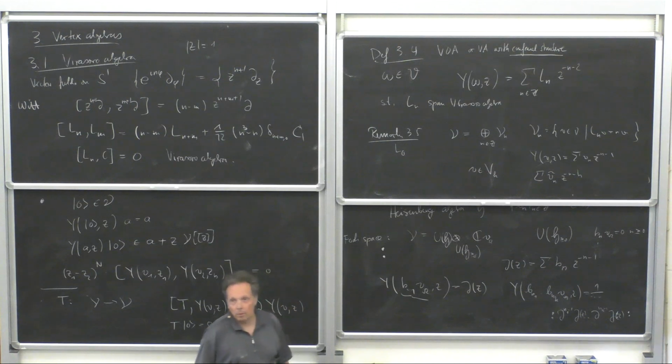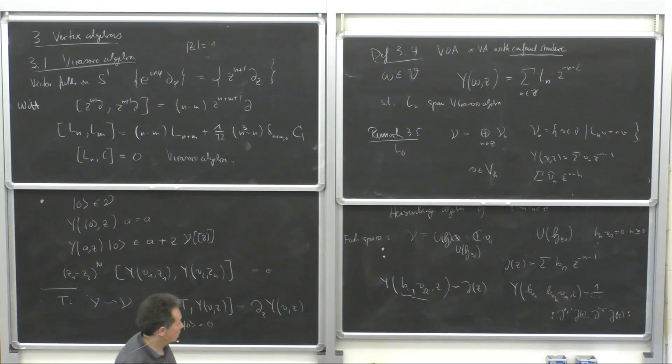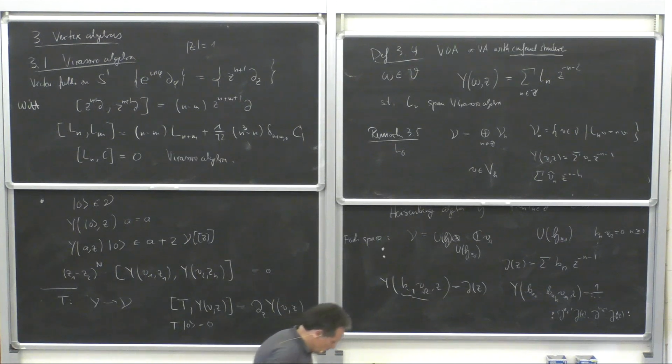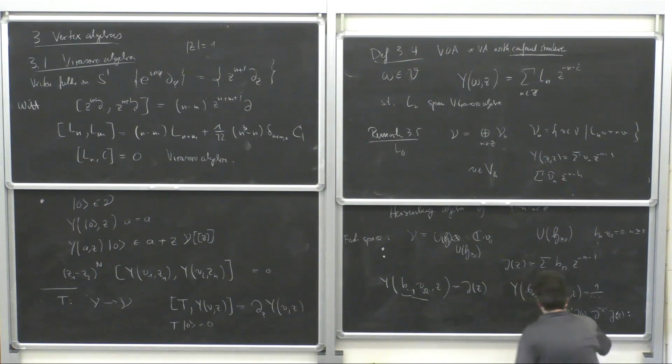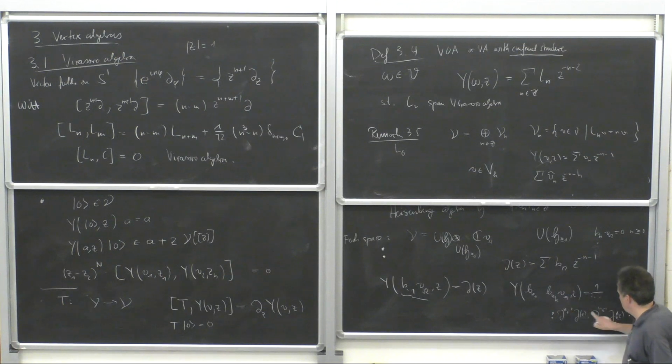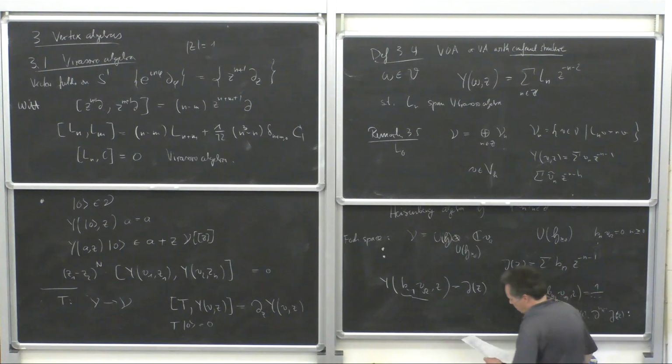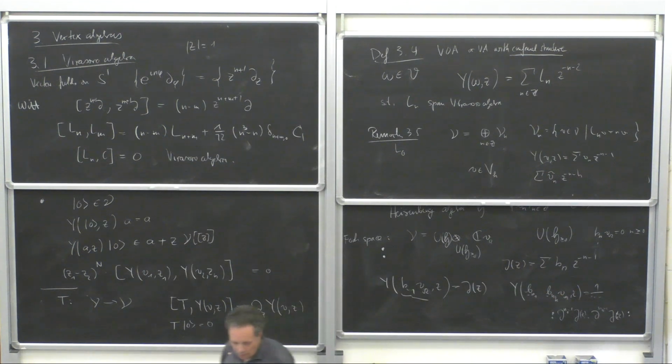Here, that's n1 minus 1. So n is positive, right? But you want to apply this to b with negative numbers. Okay, now I'm getting your question. Yeah. Thanks.